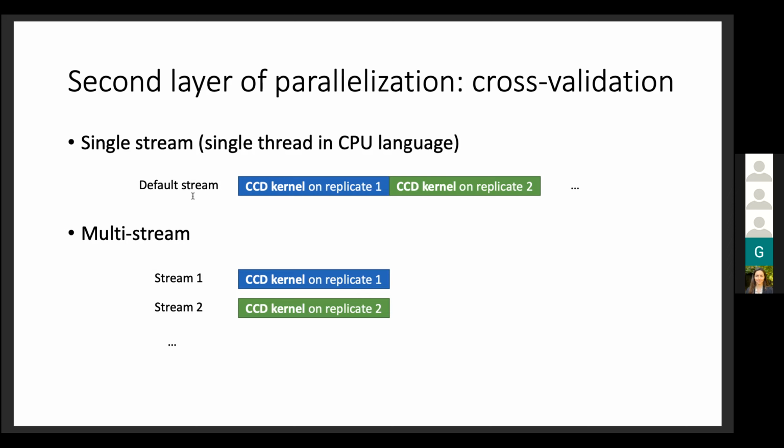So here, we use tenfold cross-validation, but I just show twofold for the sake of simplicity. Instead of fitting each replicate in the cross-validation in serial on the default stream, I further parallelize each replicate on different CUDA streams in parallel. So basically, we achieve two levels of parallelization. One is within a model fitting, and the other one is across different models in cross-validation.